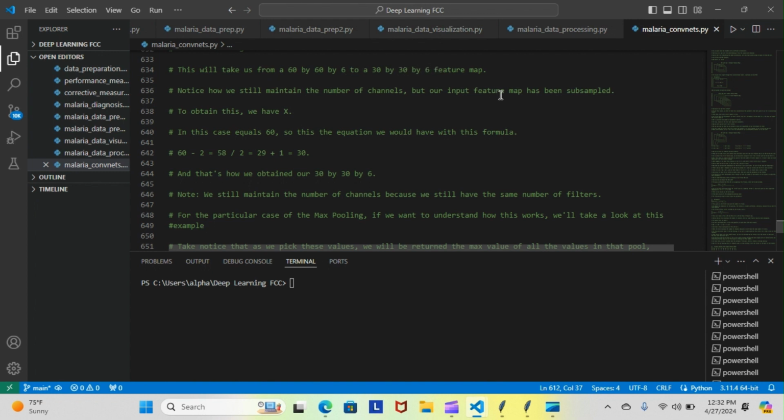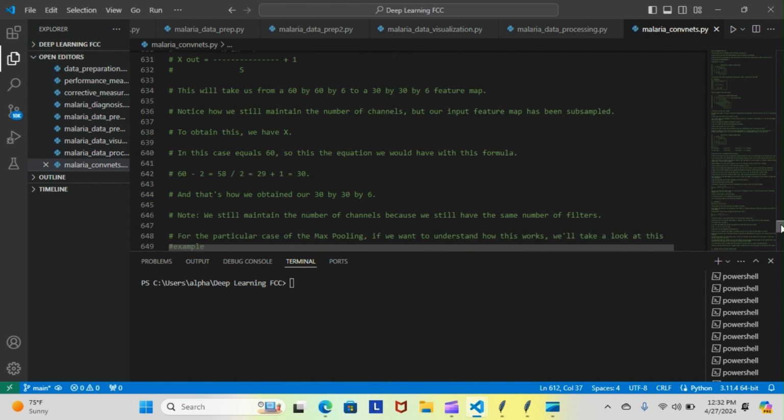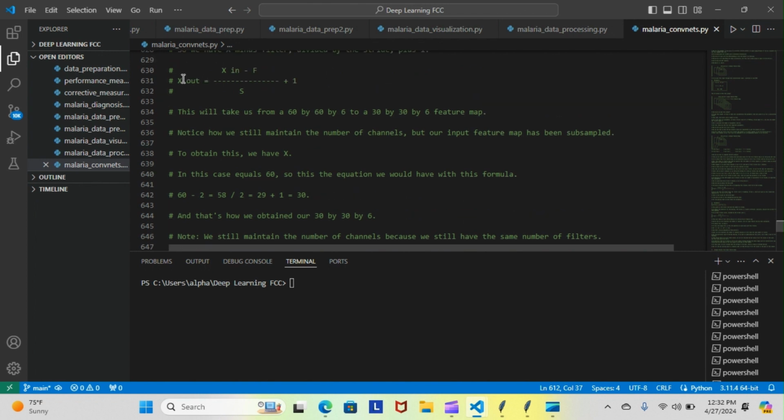feature map. And that's this equation that I just showed you here, just in case you don't know how I did that equation. So we have the x output, and the x input is going to be 60 also. Take away the filter, which is 2, it's going to be 58. Divided by the stride, which was 2, is going to give us 29. Plus 1 will give us 30. That's how we got the 30 by 30 by 6.